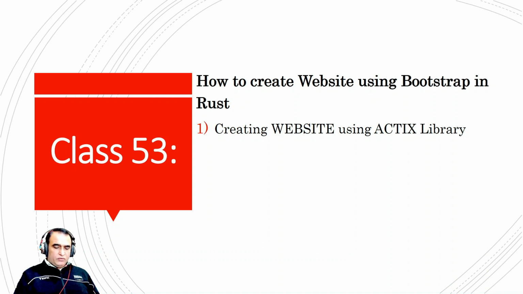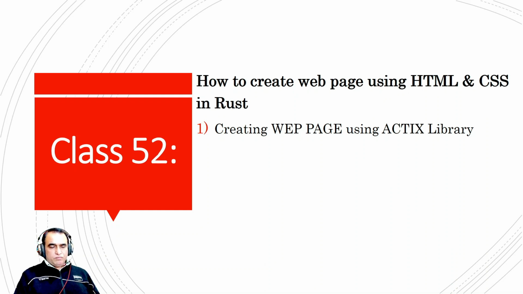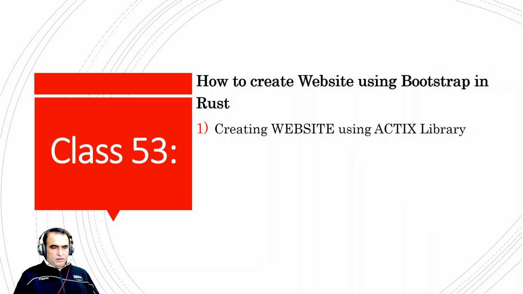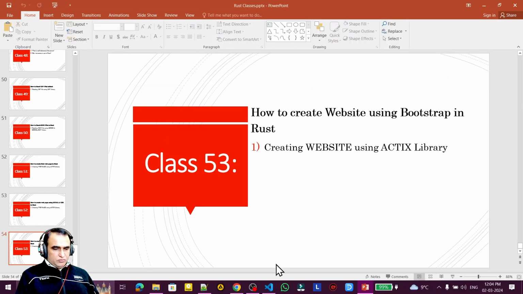In the last video, we learned how to parse an HTML file with CSS in the Rust programming language. Now in this video, we are going to learn how we can use Bootstrap to make a navigation in your existing HTML page. That we are going to learn in this video. So let's move to the project.